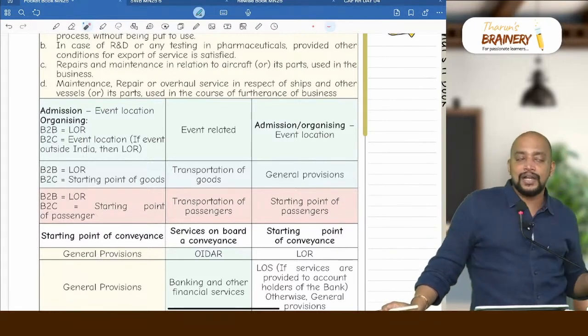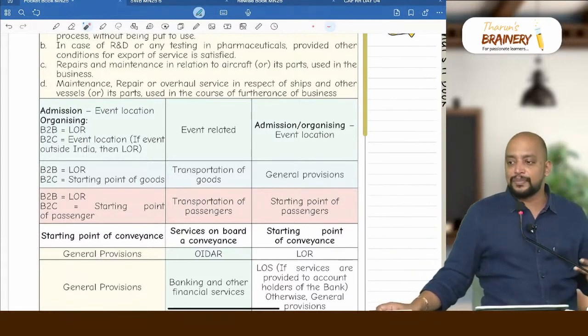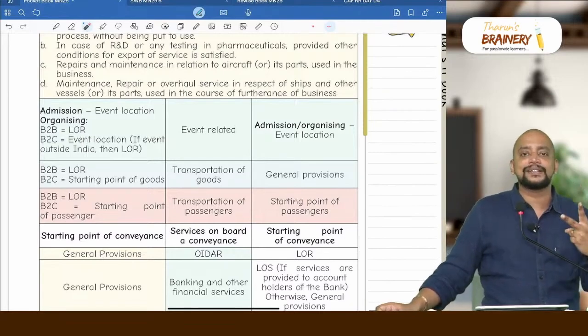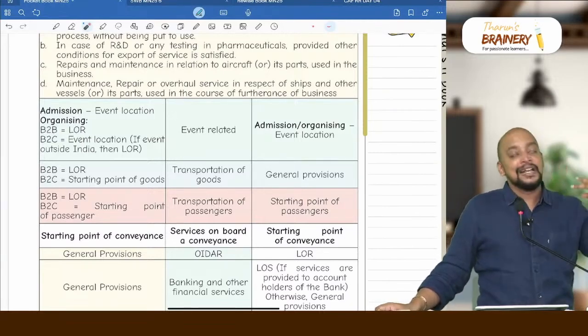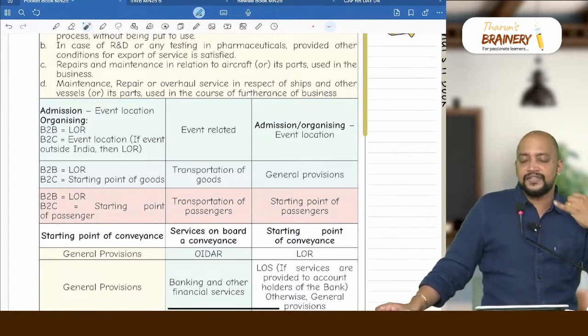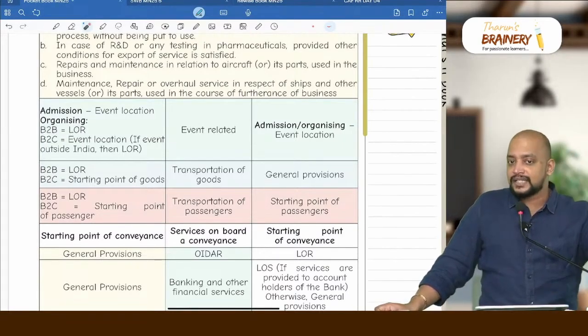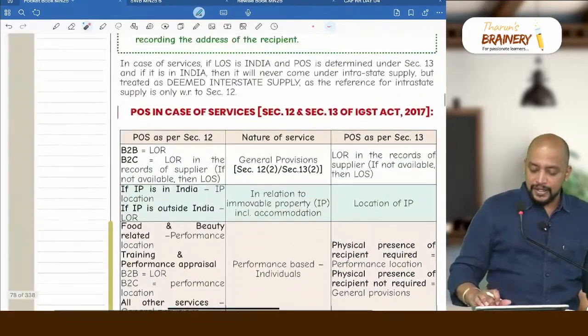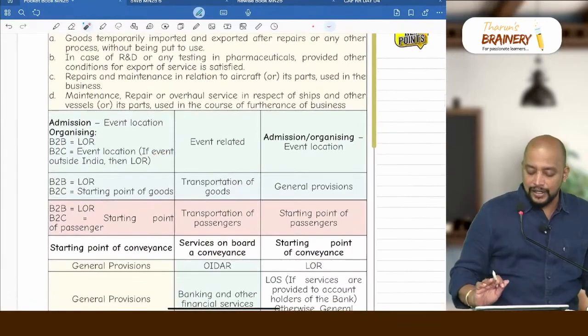In case of section 12, if the event is located outside India, then location of recipient will be taken. These are the two places where, if the place of supply is outside India, then location of recipient will be taken. That is in case of renting service in relation to immobile property and organizing an event in the context of section 12. Then next one. So you have completed immobile property and you completed event related also.